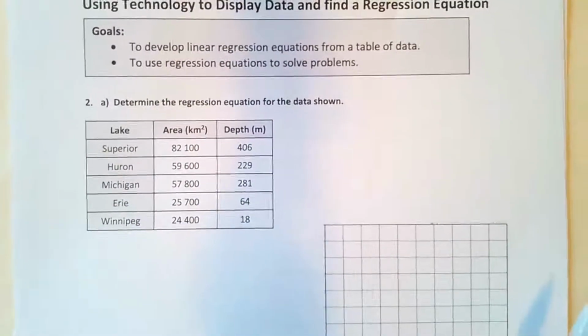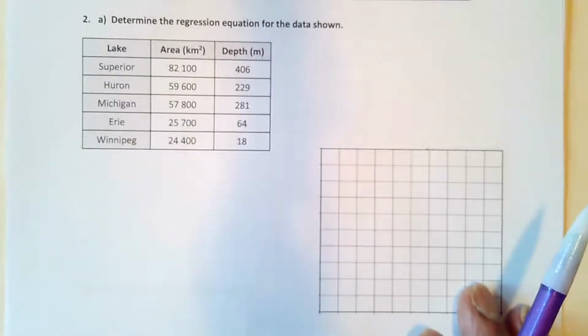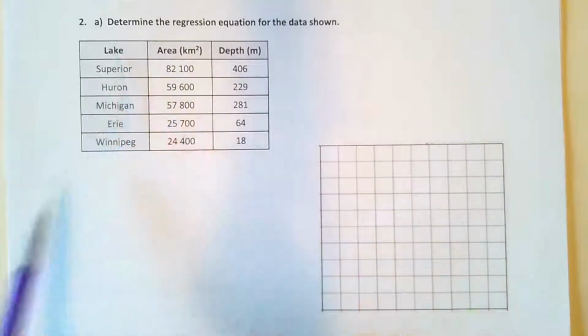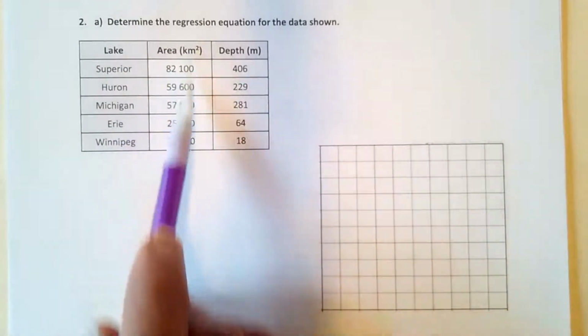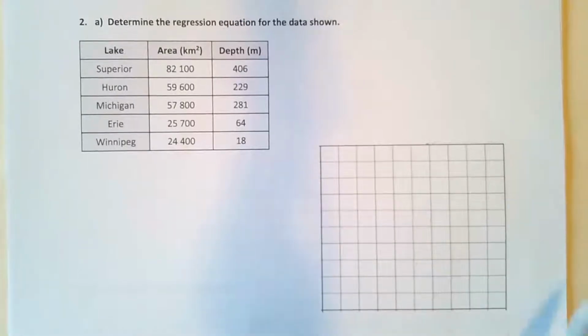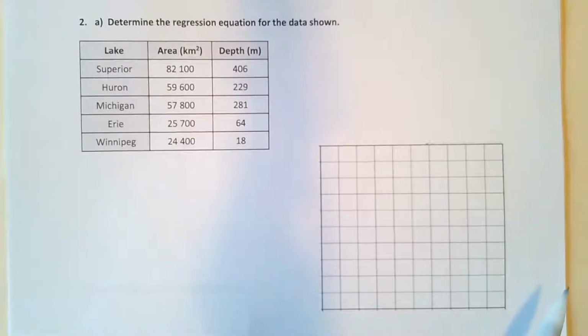In this first assignment question, you're given a set of data here, the lakes. There's an area of the lakes, the depth of the lakes. And the next step is to create a scatter plot. And from the scatter plot, you derive the line of best fit. And from the line of best fit, you'll find the linear regression equation.